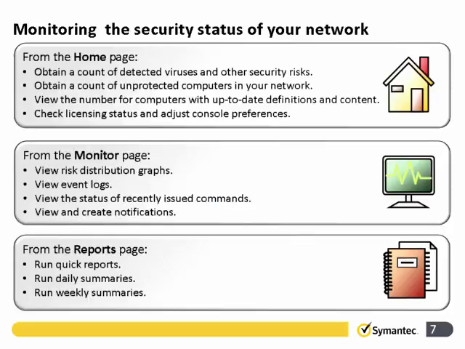Monitoring the security status of your network can be done from the home page. We can see the count of detected viruses and other security risks that have been picked up. We can look at the number of unprotected computers on your network and view the number of computers with up-to-date definitions, and the definition spread. We can also check our licensing status.